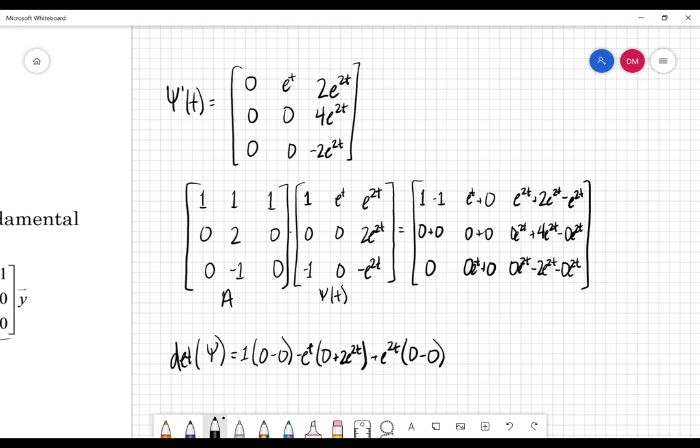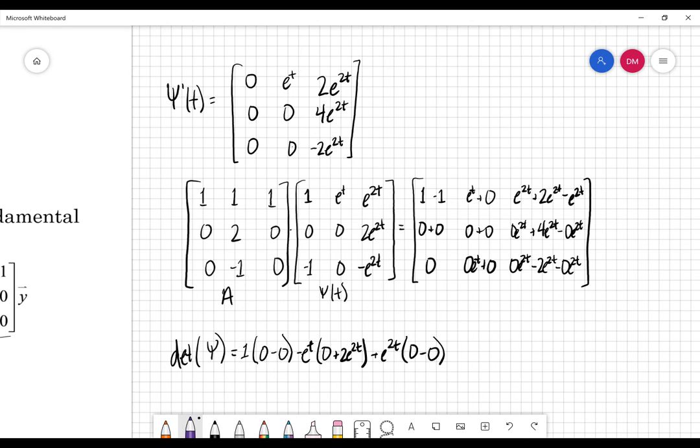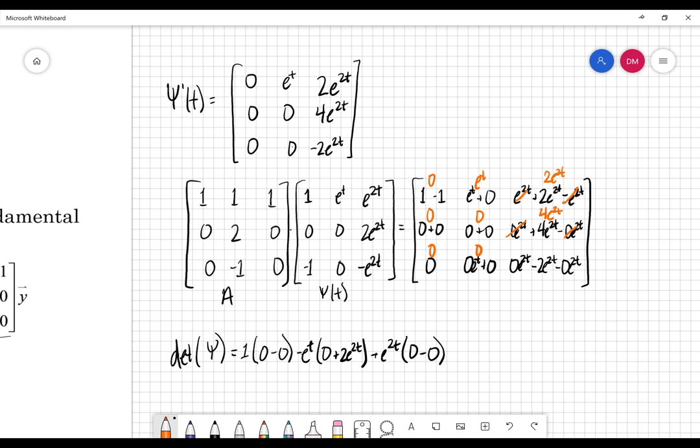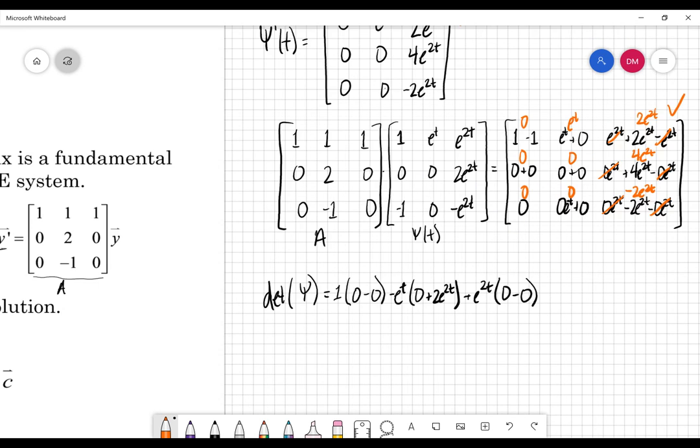I showed some of my steps right here, but basically, 1 minus 1 here, we get 0. e to the t plus 0, I get e to the t. Here we get some cancellation, so I get 2e to the 2t. Here we get 0, 0, and then some zeros, so we're just left with 4e to the 2t. And then 0, again 0, and then these are just nothing, so a negative 2e to the 2t. Now I can go back and take a look, and yep, that matches with what I got for the first derivative. So that's one way of verifying that looks good.